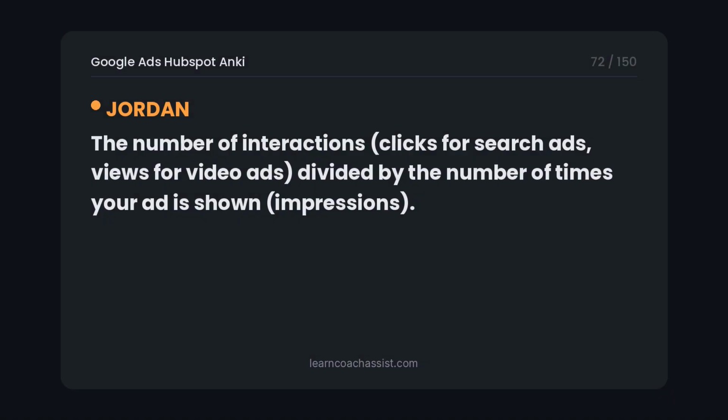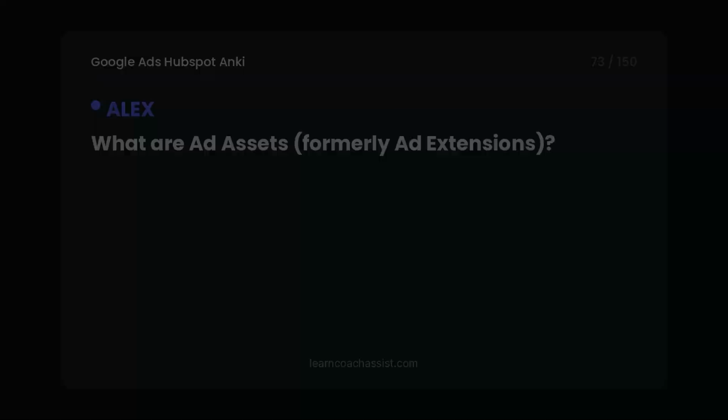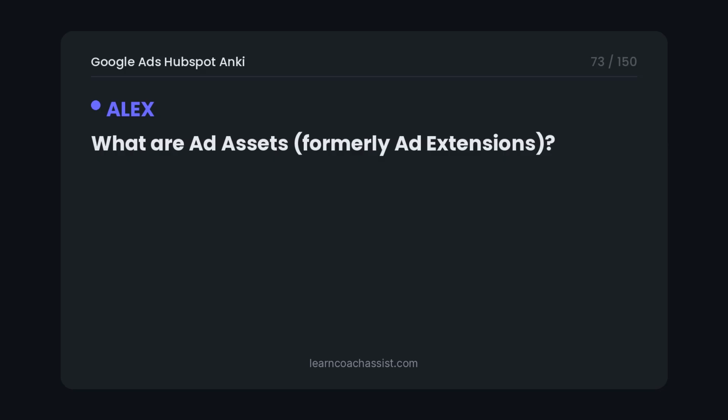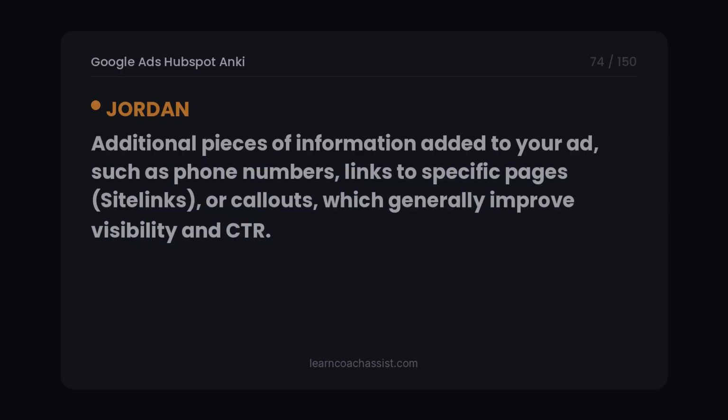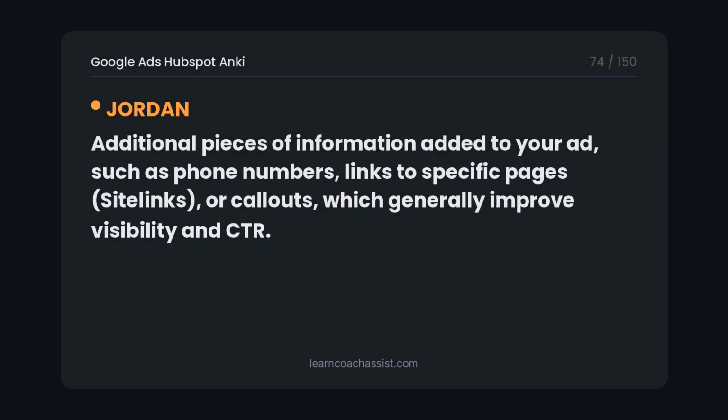The number of interactions, clicks for search ads, views for video ads, divided by the number of times your ad is shown, impressions. What are ad assets, formerly ad extensions? Additional pieces of information added to your ad, such as phone numbers, links to specific pages, site links, or callouts, which generally improve visibility and CTR.